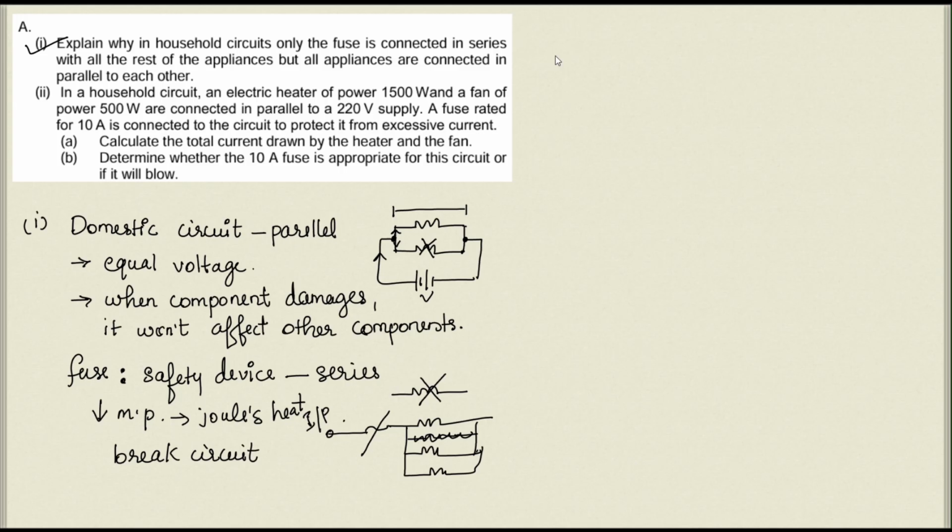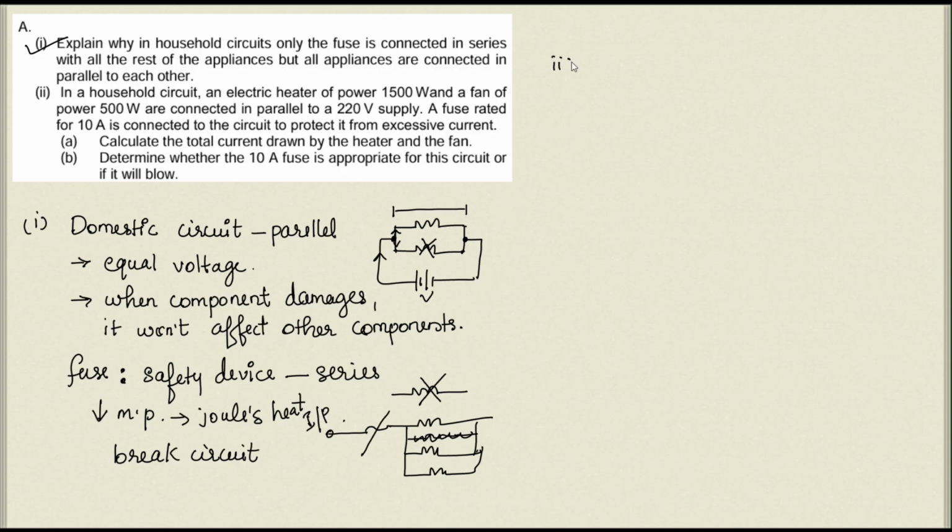Next question. In a household circuit, an electric heater of power 1500 watt and a fan of power 500 watt are connected in parallel to a 220 volt supply. A fuse rated for 10 ampere is connected to the circuit to protect it from excessive current. Calculate the total current drawn by the heater and the fan. Determine whether the 10 ampere fuse is appropriate for this circuit or if it will blow.